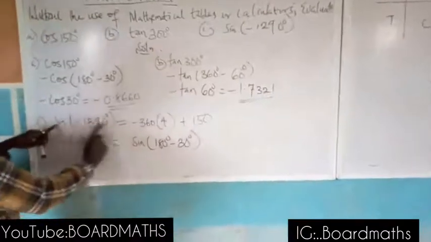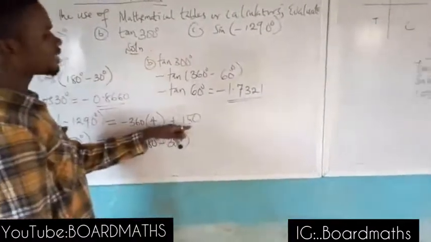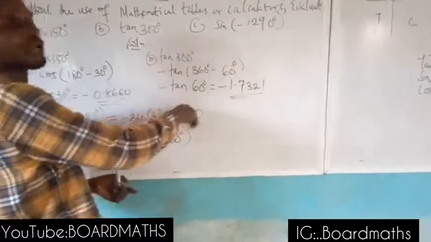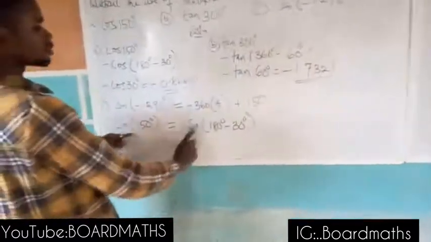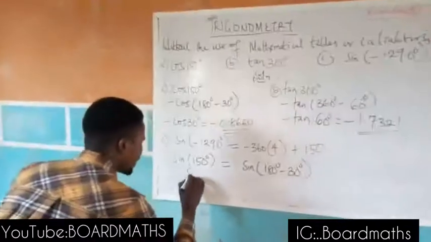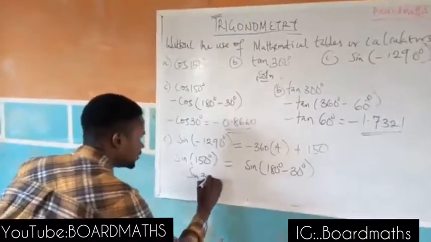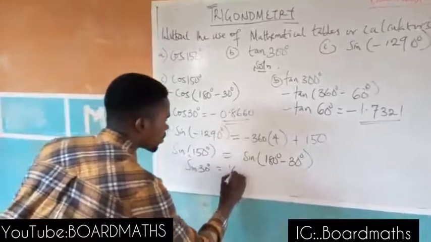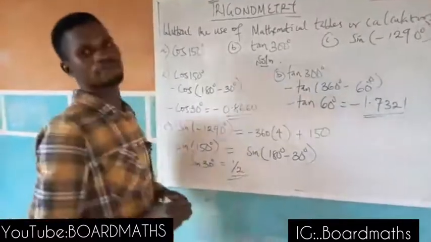You relate at first, you still have 150, an angle greater than 90 degrees. So you need to reduce to what? Acute. Reduce this to acute. We have sine of 180 degrees minus 30. So that is sine 30 degrees, which is 1/2.